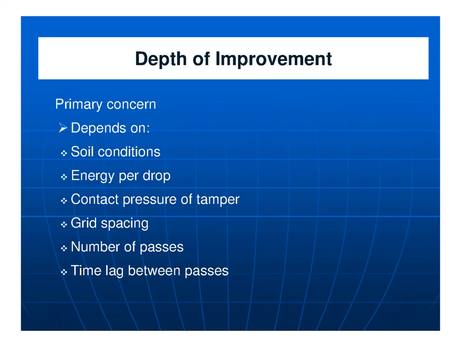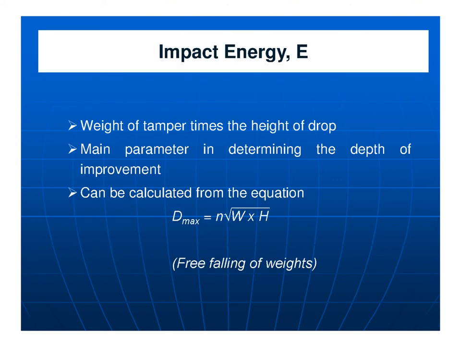So first, look at the depth of improvement. The primary concern depends on soil conditions, energy per drop, contact pressure of damper, grid spacing, number of passes, time lag between passes. Impact energy E, weight of damper times the height of drop, is the main parameter in determining the depth of improvement and can be calculated from the equation D max is equal to N into square root of W into H, and that is the free fall of weight. Because of the free fall of the weight, you are having this depth of improvement, that is D max.